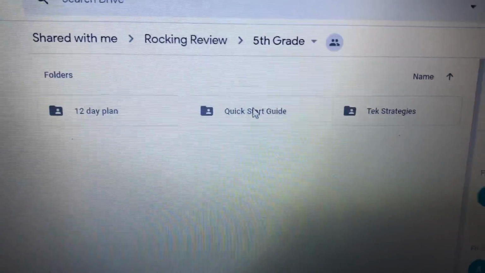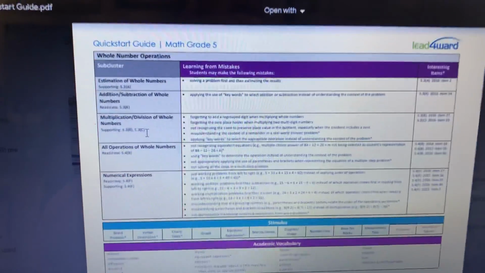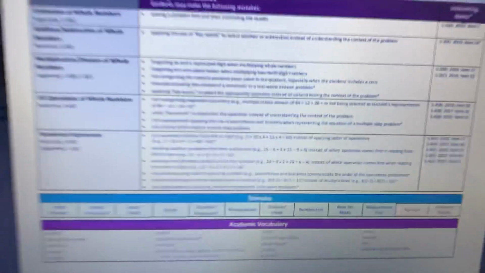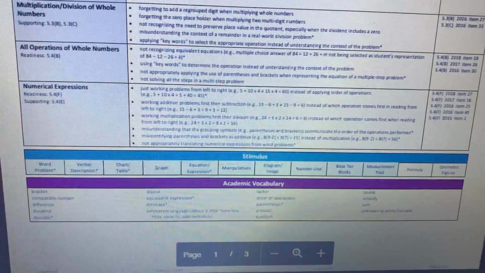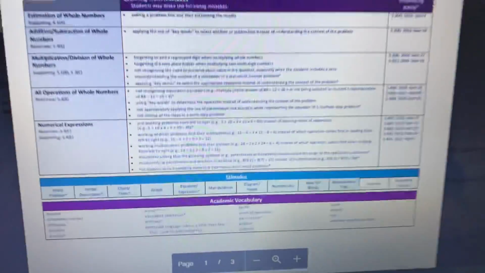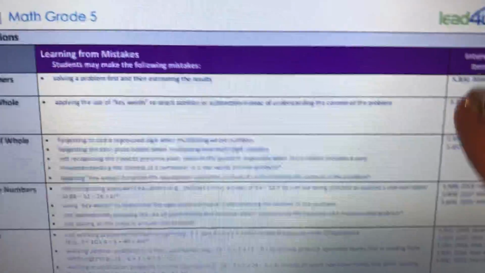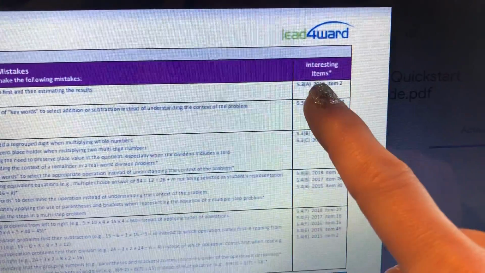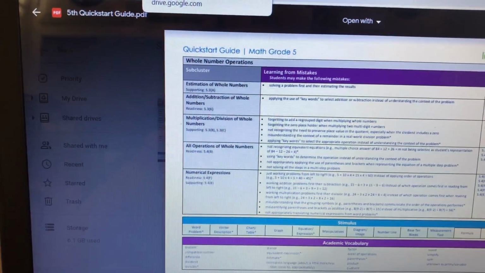Then we dropped all the quick start guides in there for them. I literally downloaded it from the PowerPoint. They'll have all this information. I really like the stimulus part, the different ways it's been tested so far, with a chart, table, graph, a word problem, that sort of thing. I think the teachers will find that very useful, as well as the interesting test items that were tested differently or that the state did really poorly on for those TEKS. Super, super valuable there too. So we did that folder.